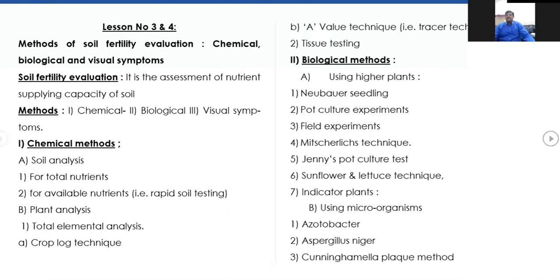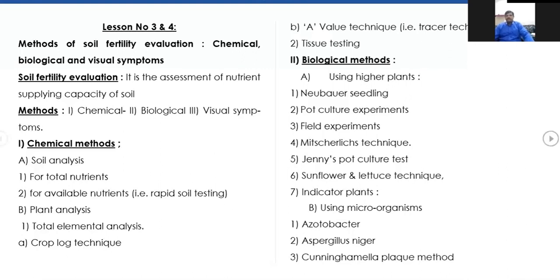Another method is the field experiment. It is like the pot culture experiment. Random treatments are given. The first is a control, then a set of treatments is used and repeated randomly, as you have studied in statistics: randomized block design, completely randomized design. There are various methods, according to which you have to evaluate essential nutrients and available and unavailable nutrients.